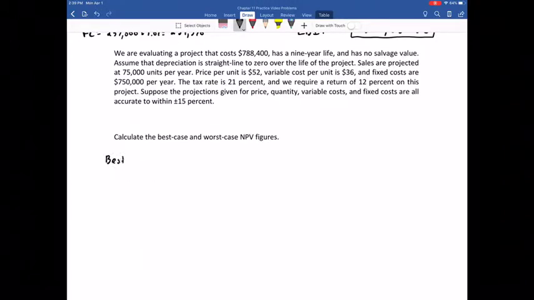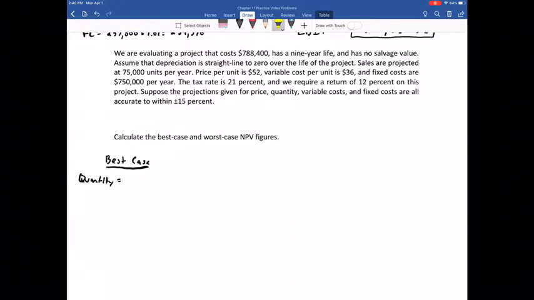So I'll start off by doing a best case scenario. As I mentioned in the previous problem, with a best case scenario, all good inputs go together. So we have the highest amount of sales, highest price per unit being sold, and then we also have the lowest costs.